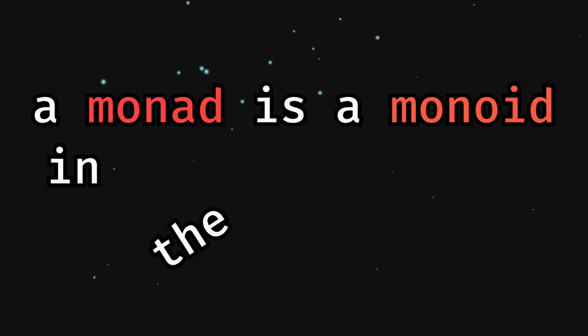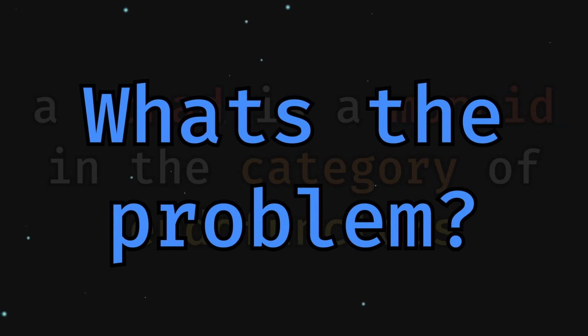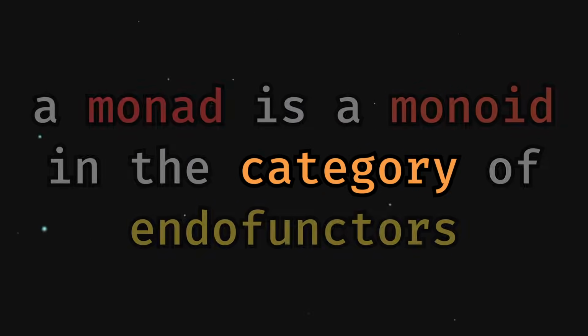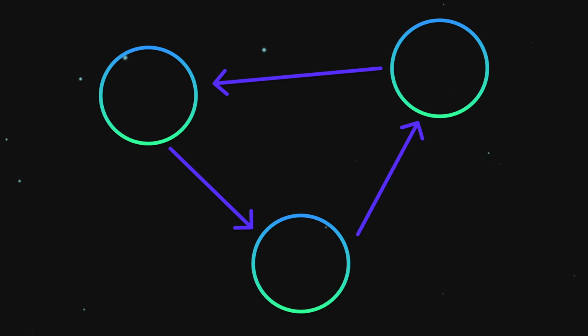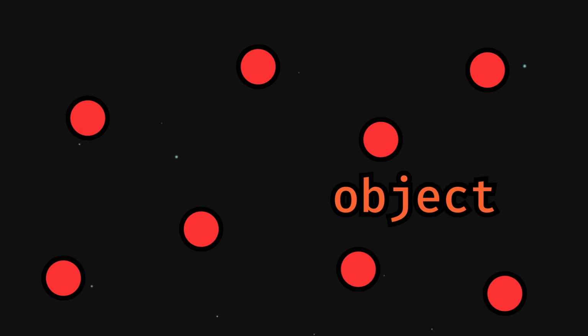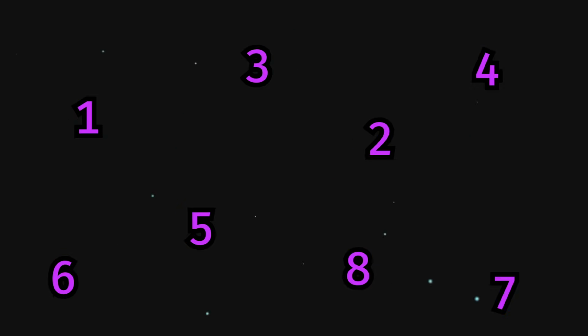A monad is a monoid in the category of endofunctors. What's the problem? It's a definition rooted in category theory, a fairly abstract field of math which studies the relationships between, well, categories. Its most fundamental building block is the object, which can represent literally anything you want.